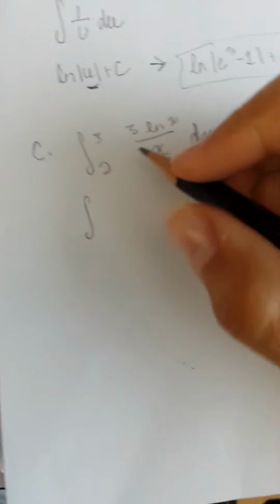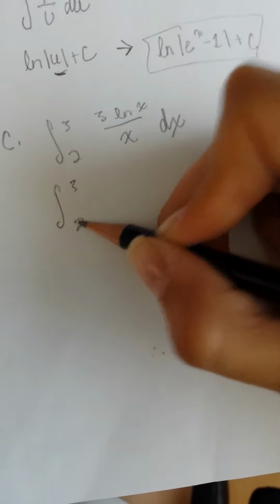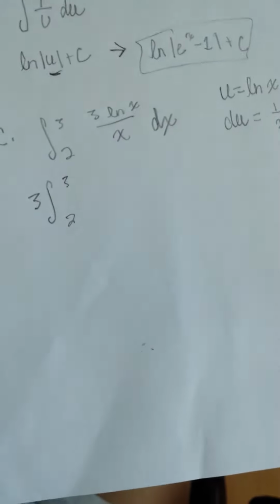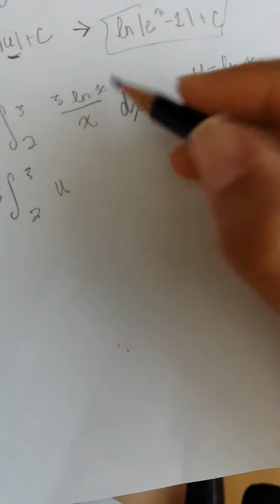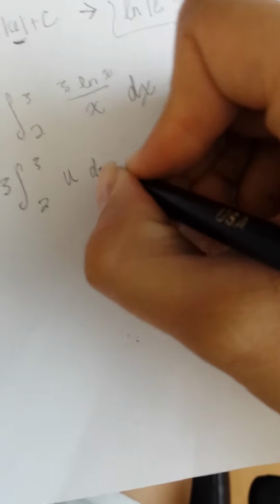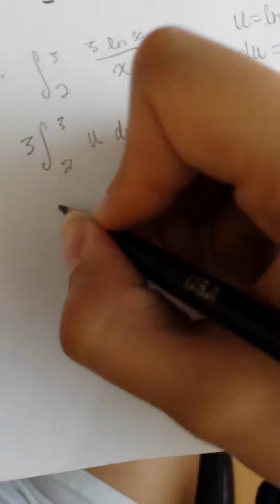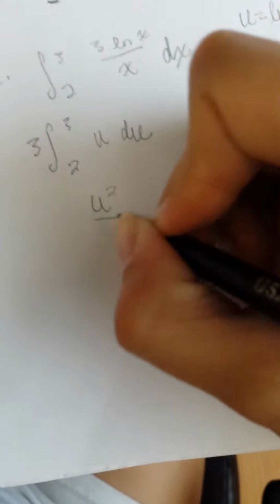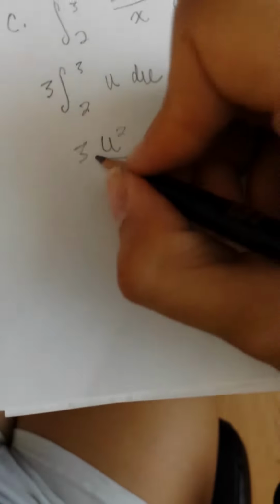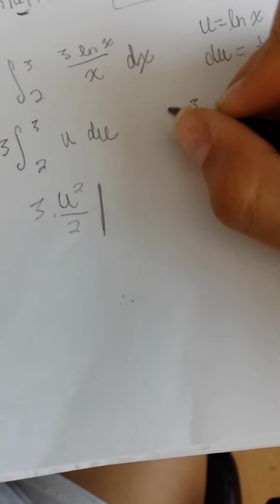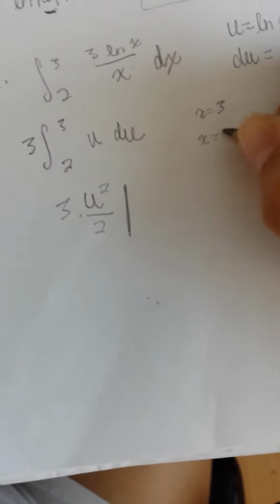So you have integral of 3 over 2. And then what I did was I pulled out this 3. So yeah, that's outside of the integral. And then you have your u, and then your du, 1 over x dx. Okay, so what you got to do now is integrate. So you have your u squared over 2 times the 3, and then you need to find new bounds, because these are x's. So x is equal to 3, x is equal to 2.